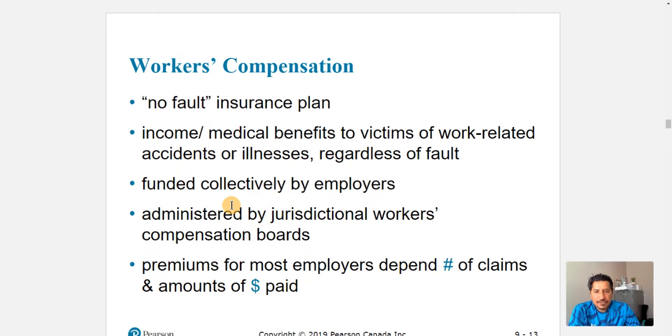Workers' compensation is another employee benefit. It is a no-fault insurance plan providing income and medical benefits to victims of work-related accidents or illness regardless of fault. It is funded collectively by employers and administered by jurisdiction workers' compensation boards. Premiums for most employers depend on the number of claims and the amount of dollars paid.